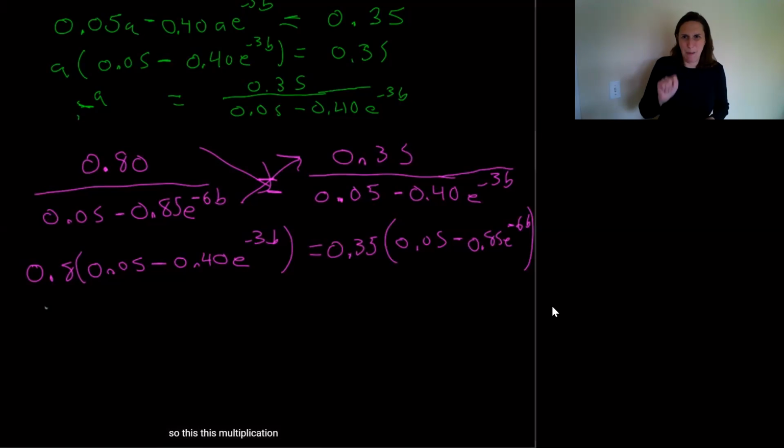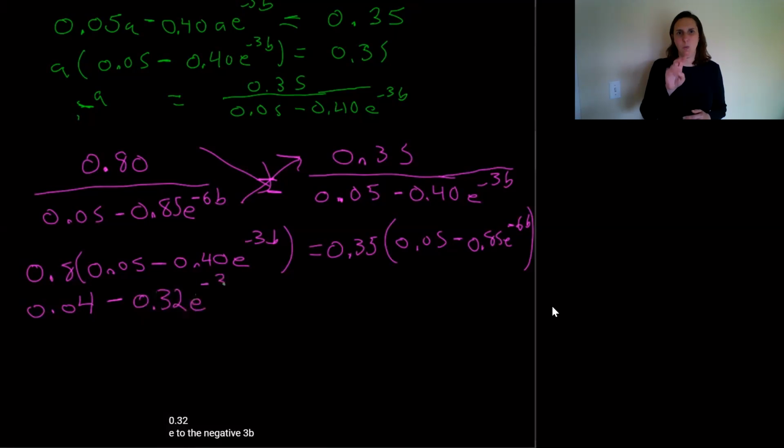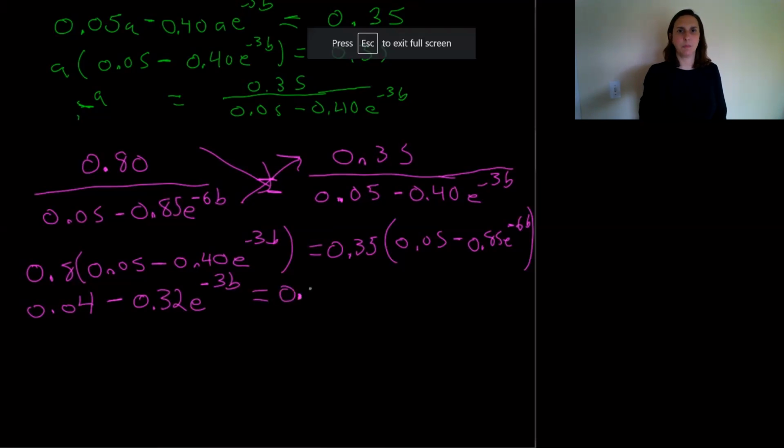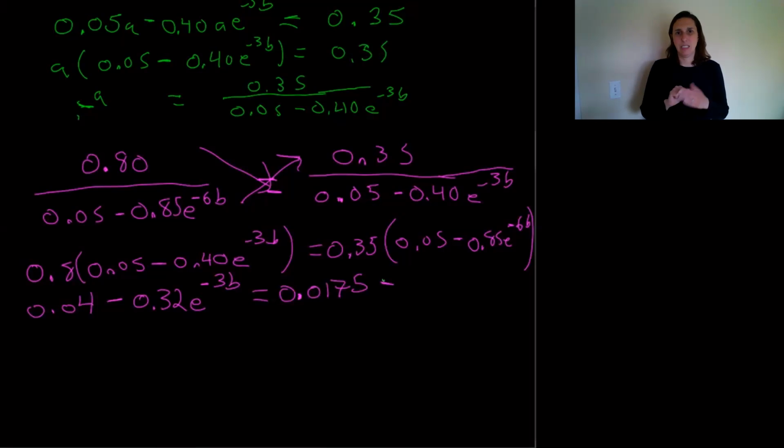So this multiplication becomes 0.04 minus 0.32 e to the negative 3b. And then this one becomes 0.0175 minus 0.2975 e to the negative 6b.